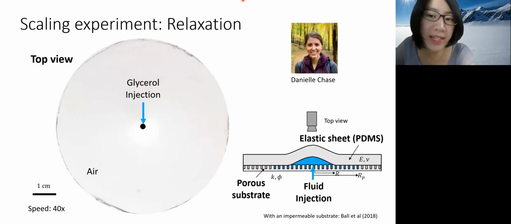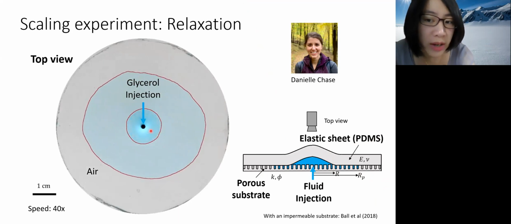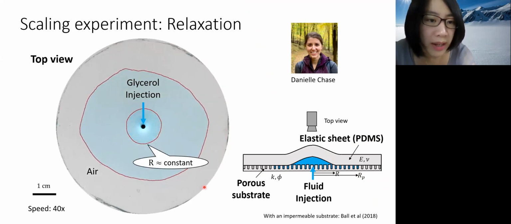So to check whether the relaxation timescale makes sense, we really need to test the model with a controllable system where we know the permeability of the porous sheet. And here I show a lab experiment performed by Danielle Chase, who is currently a PhD student at Princeton. In her experiment, a thick elastic PDMS layer is adhered to a porous substrate with a known permeability. And the viscous fluid is injected and peels the interface between the elastic sheet and the porous substrate to form a fluid-filled blister. So you can see after the fluid injection, the radius of the blister remains roughly constant.